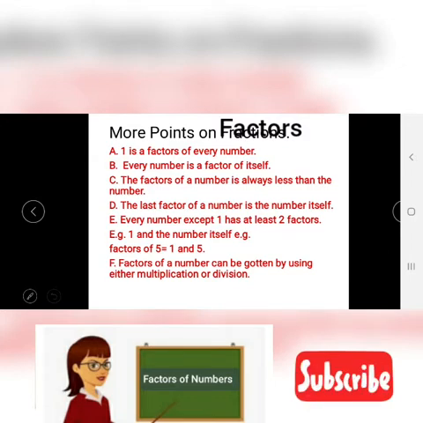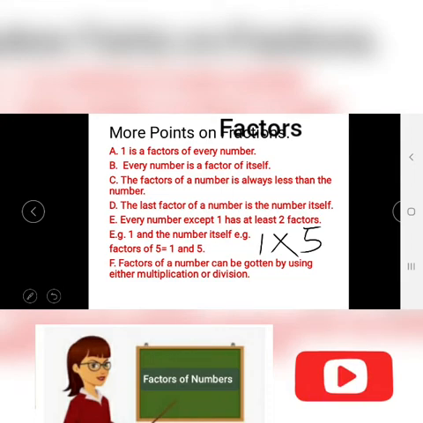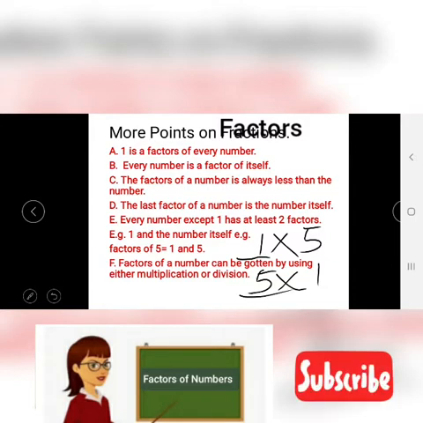Every number except 1 has at least 2 factors, e.g. 1 and the number itself. So 1 times 1 is 1. So when you want to get the factor of 1, you only have just one number. Now look at the factors of 5. We have 1 times 5 and 5 times 1. So if you want to pick the factors of 5, you start from the lowest. What's the lowest here? We have 1. And what other number can you see? We have 5. So we have 1 and 5. So we can have more than one factor of a given number.